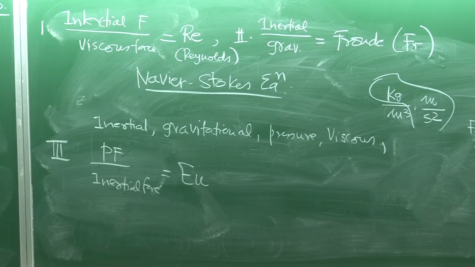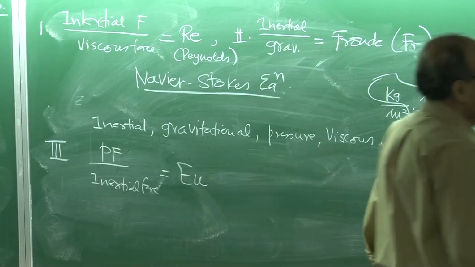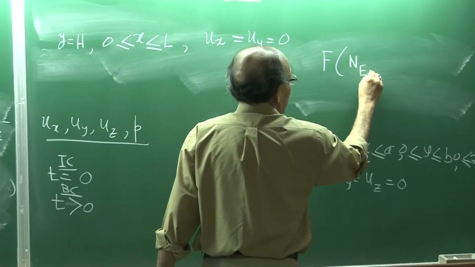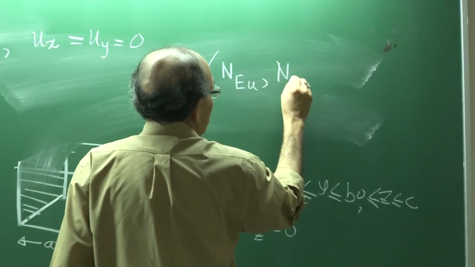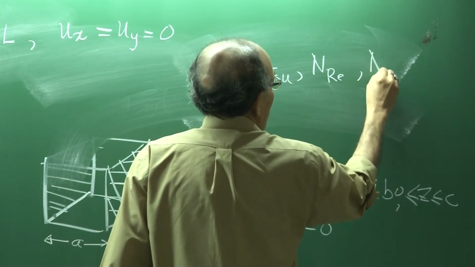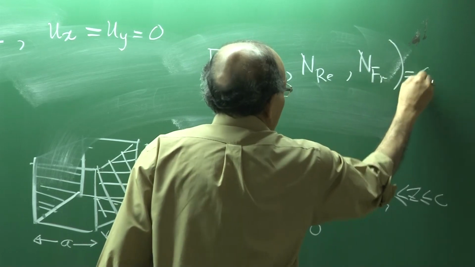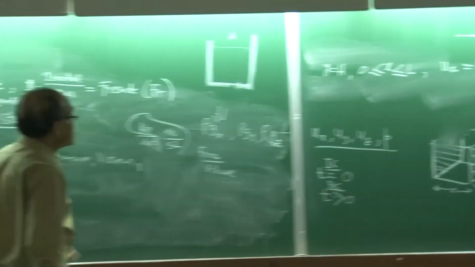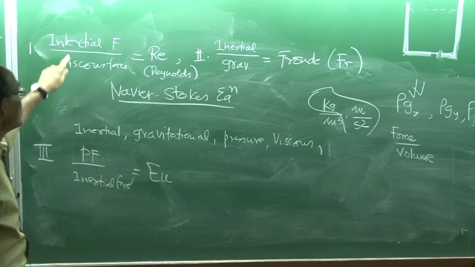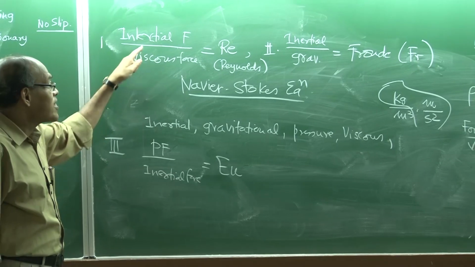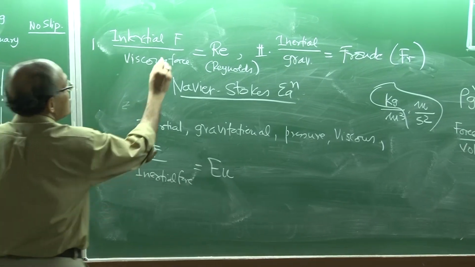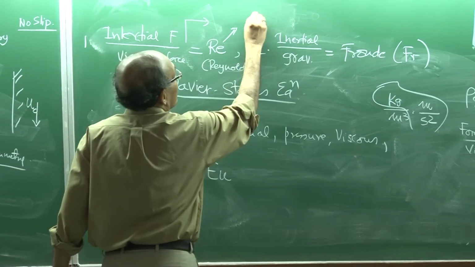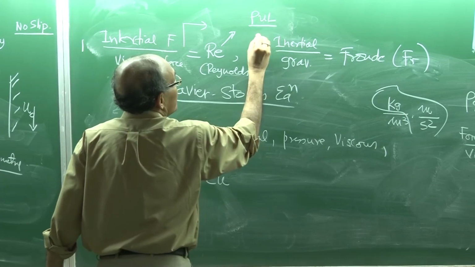So, therefore, the Navier Stokes equation that I have written can be represented in a non-dimensional form as Euler number, Reynolds number, that basically represents. This represents Reynolds number, as you see, inertial to the viscous force. What is the expression of this? The Reynolds number expression, all of you know, is rho u L by mu.